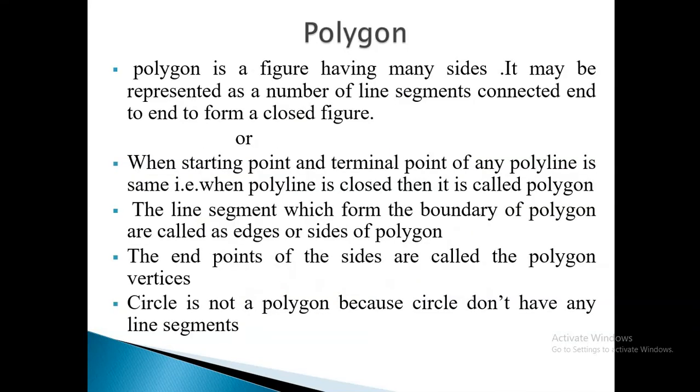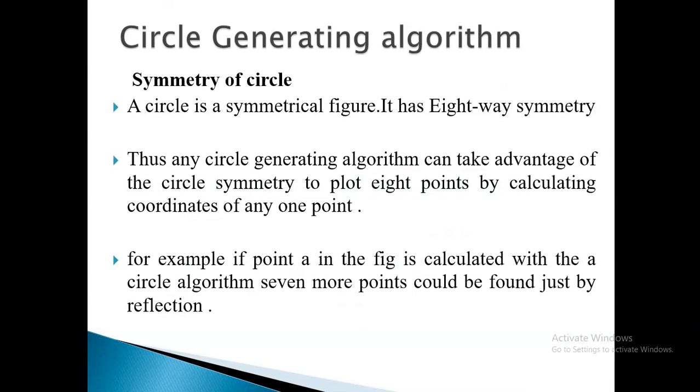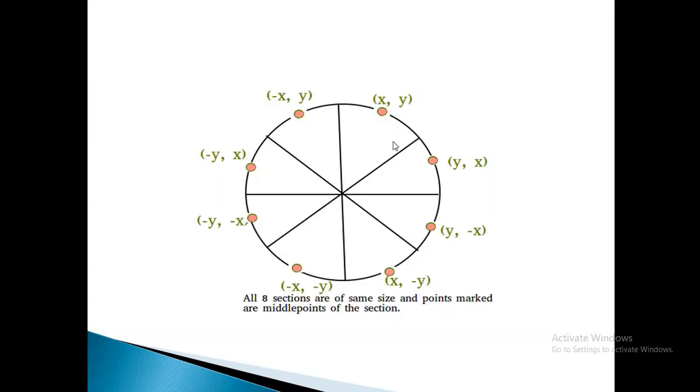Symmetry of circle. In symmetry of circle, the circle is a symmetrical figure. It has 8-way symmetry and it always has a 4-way symmetry. So any circle generating algorithm can take advantage of the circle symmetry to plot 8 points by calculating the coordinates of any one point. Okay, so if we find one point, with the help of this point we find the other 7 points in different octants.